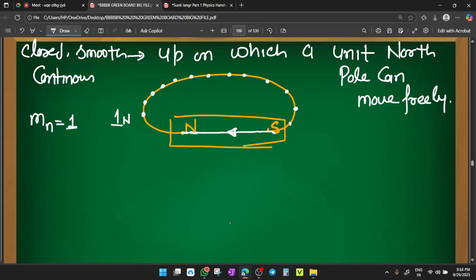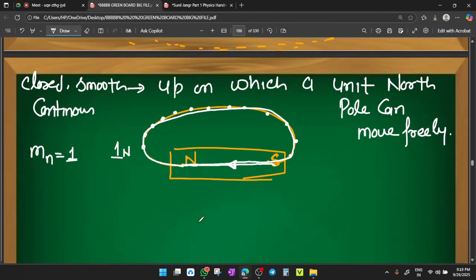Outside the magnet, the direction of magnetic lines of forces is from north to south. And inside the magnet, the direction of magnetic lines of forces is from south to north. Okay. Understood? Nitin, is it clear? Yes.